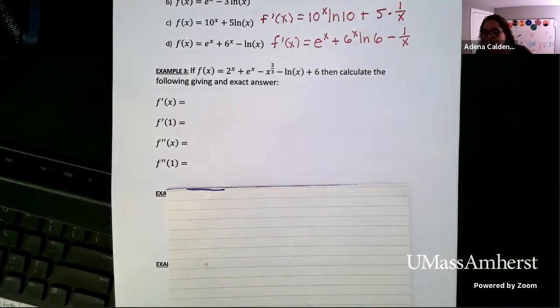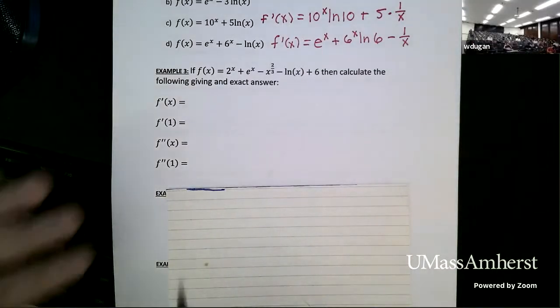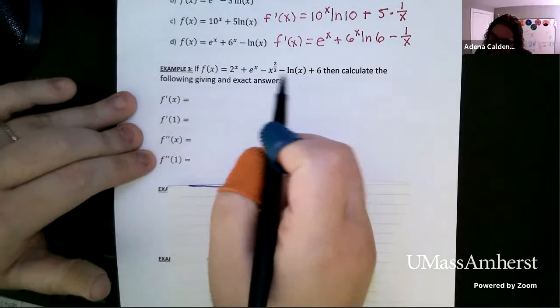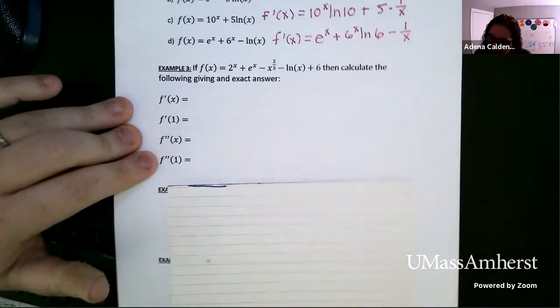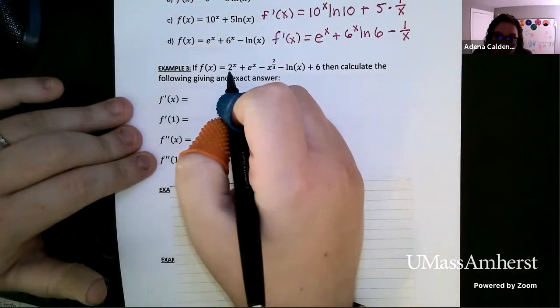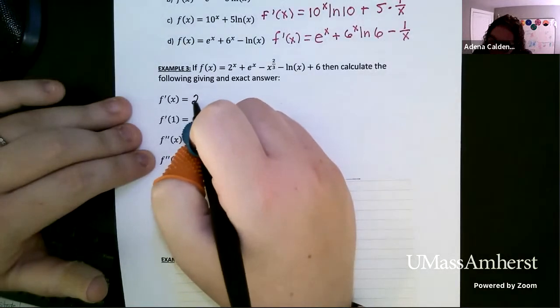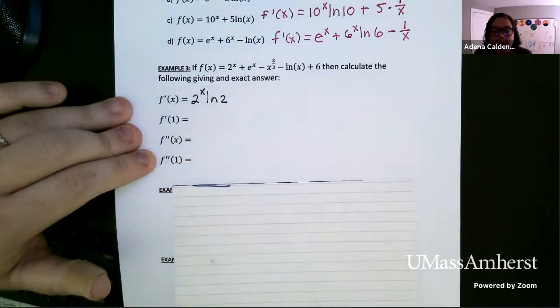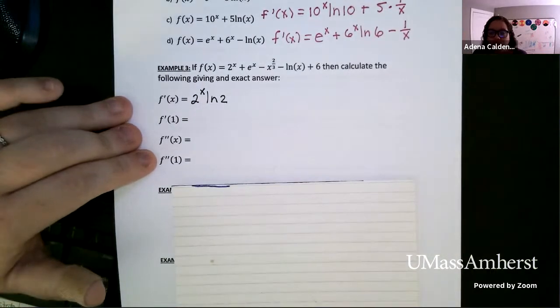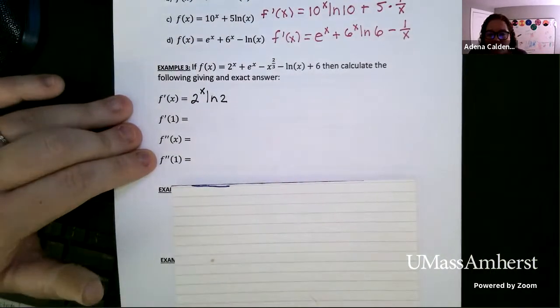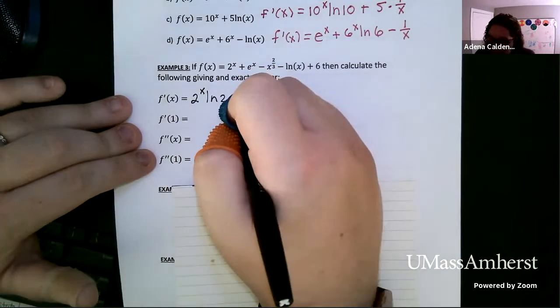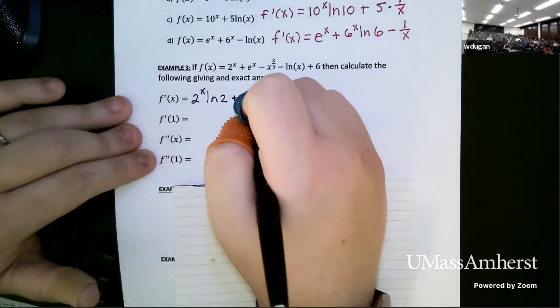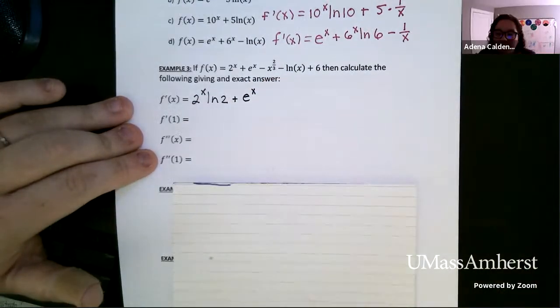All right, so let's go through this. So here again, we see things separated by addition and subtraction. So we're going to go term by term. We start with 2 to the x, and the derivative of that is 2 to the x, ln 2, because again, 2 is the base. Our next term, we have e to the x. So the derivative of e to the x is e to the x.